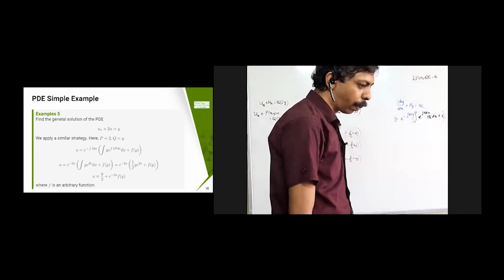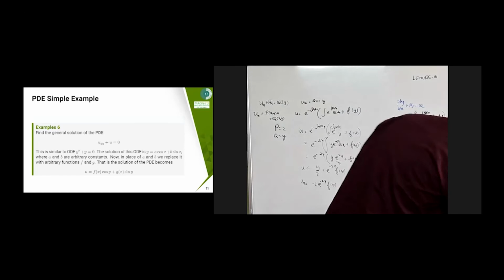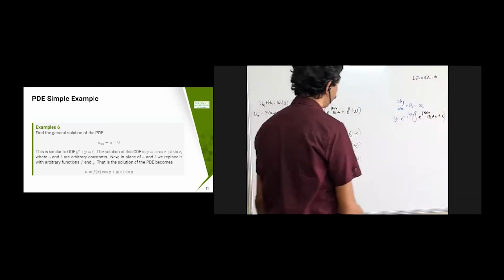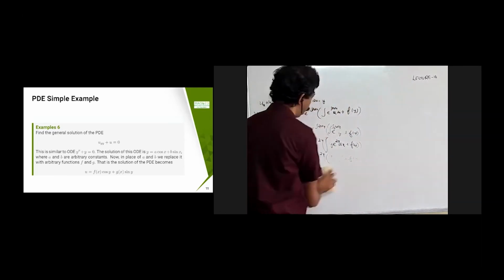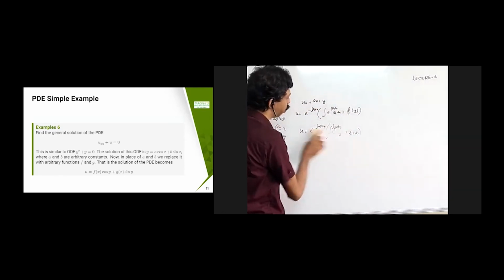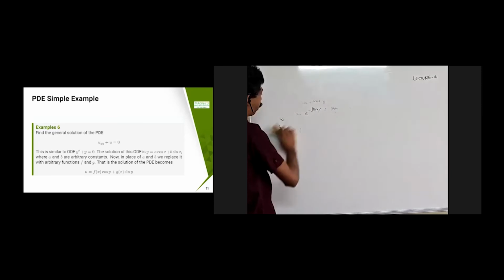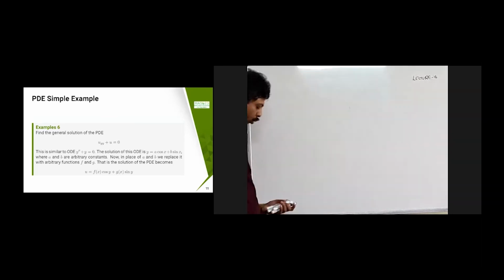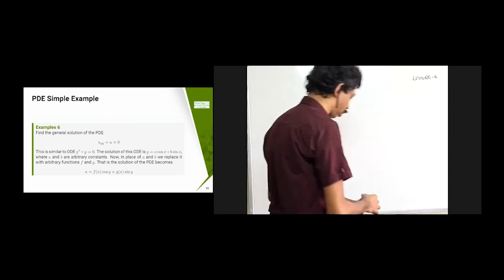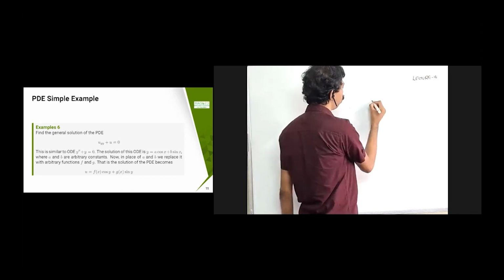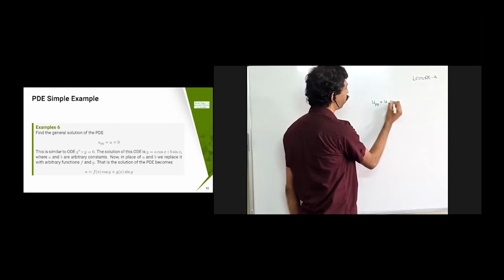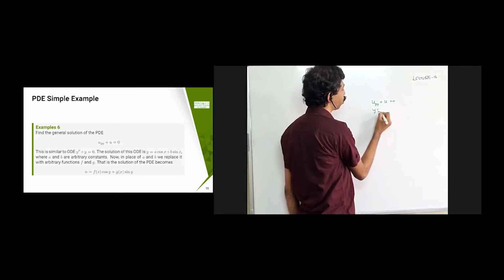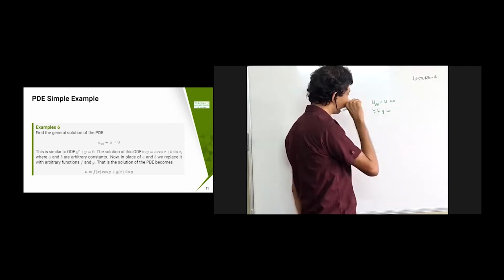So next problem, this is uyy plus u equal to 0. In this case, we are going to do something similar to what we did in the case of the second order ODE. In second order ODE, we solved a similar kind of problem, so the same kind of setup we are going to see. So here, uyy plus u equal to 0 is equivalent to y double dash plus y equal to 0. For this problem, we know the solution.